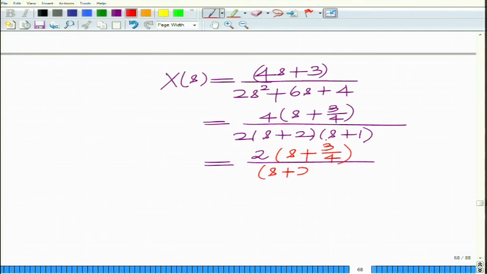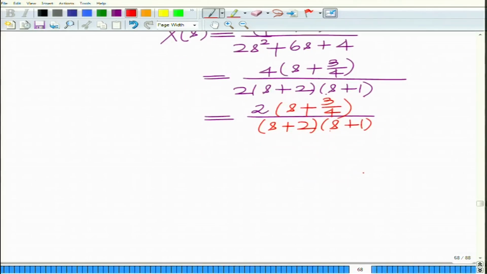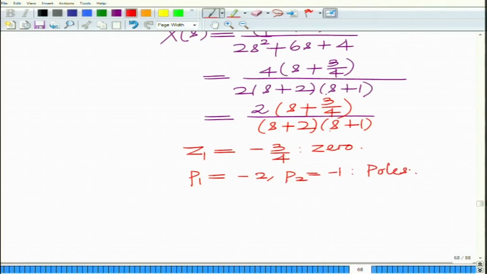and now you can see here that the zero is z1 equals minus 3/4, and p1 equals minus 2, p2 equals minus 1 are the poles, and the ROC cannot include these poles. The ROC cannot include minus 2 or minus 1.